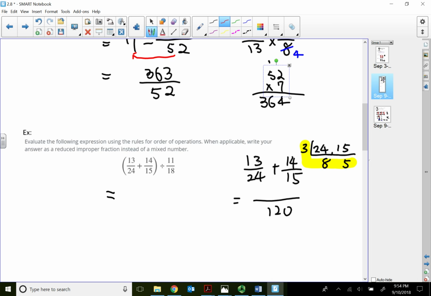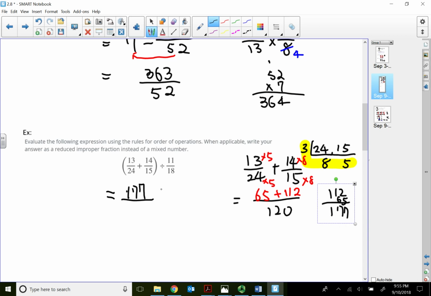24 will become the new 120 by times 5, so numerator times 5: 13 times 5 is 65. Plus, see the 15, it becomes the new 120 by times 8, so 14 times 8. 8 times 4 is 32, carry 3. 8 times 1 plus 3 is 11. So what's coming out of the parentheses is 112 plus 65, which is 177 over 120.